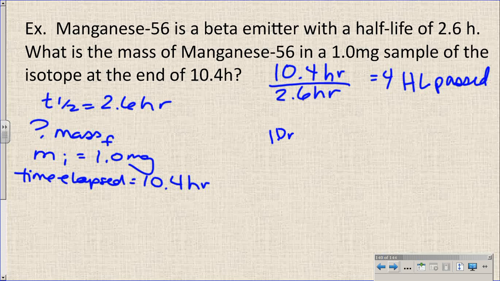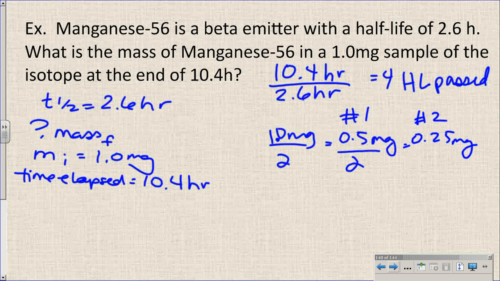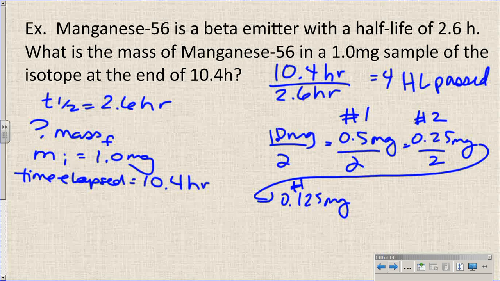So 1.0 milligrams divided by 2 gives us 0.5 milligrams. So that's after the first half-life. Then we divide that by 2 again, and we get 0.25 milligrams. That's after the second half-life. And then we divide that by 2, and we get 0.125 milligrams. That's after the third half-life.